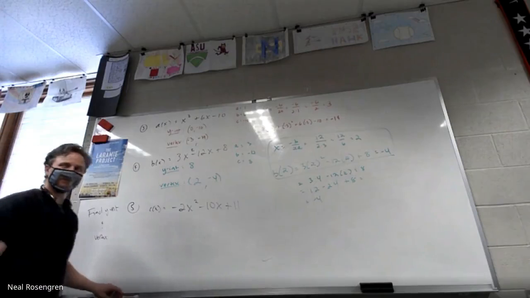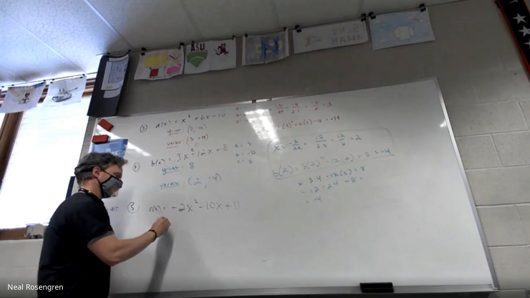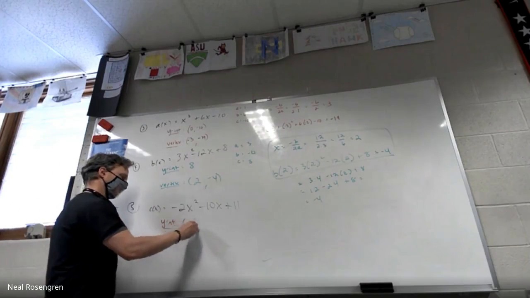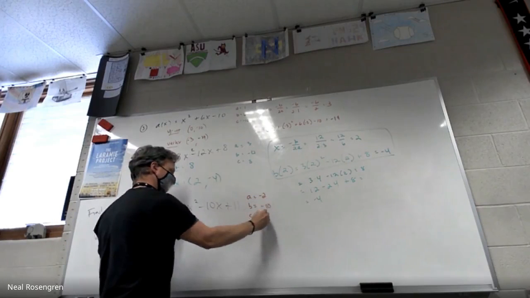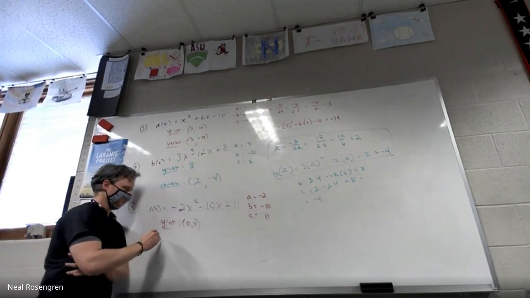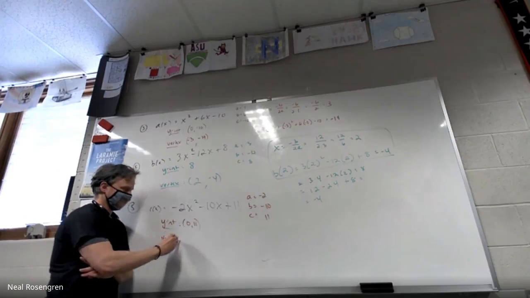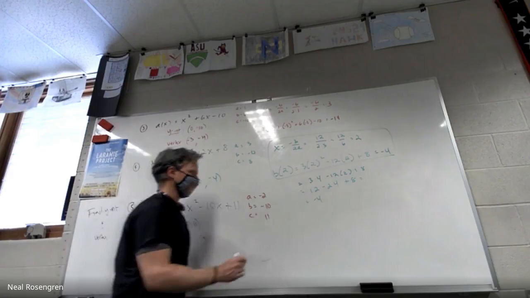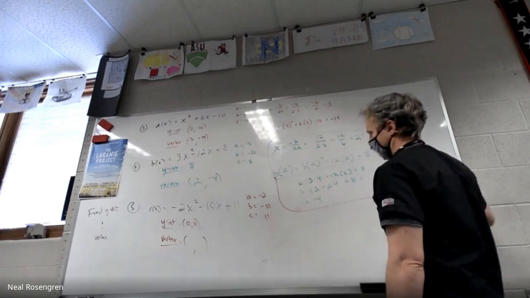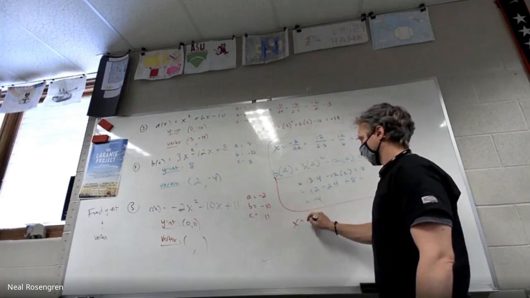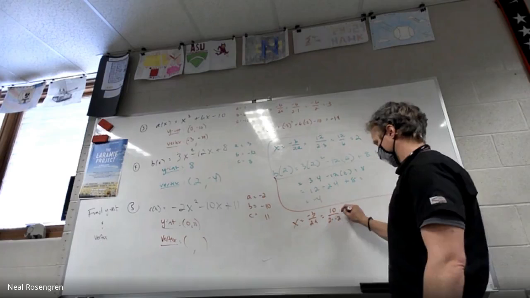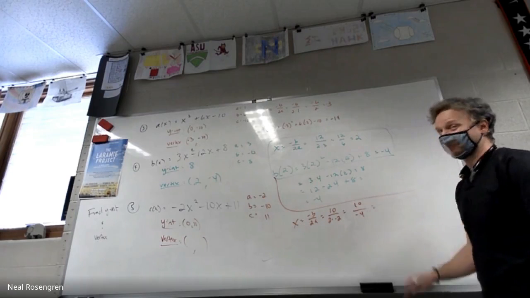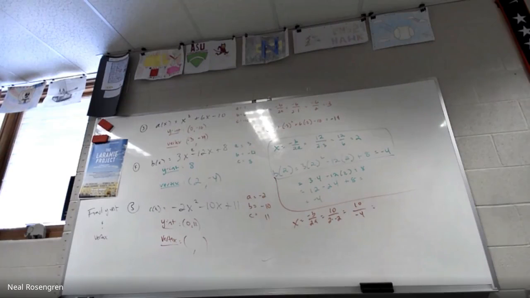5 is a tricky one because the numbers aren't quite as nice as we might hope for the vertex. That's okay. 0, 11. A, B, and C. A is -2, B is -10, C is 11. C has done its job for the y-intercept. Vertex, I don't know. I'm going to have some work to do. Let's do it. All right. -b over 2a, so 10 over 2 times a, -2. Okay, so +10 over -4.